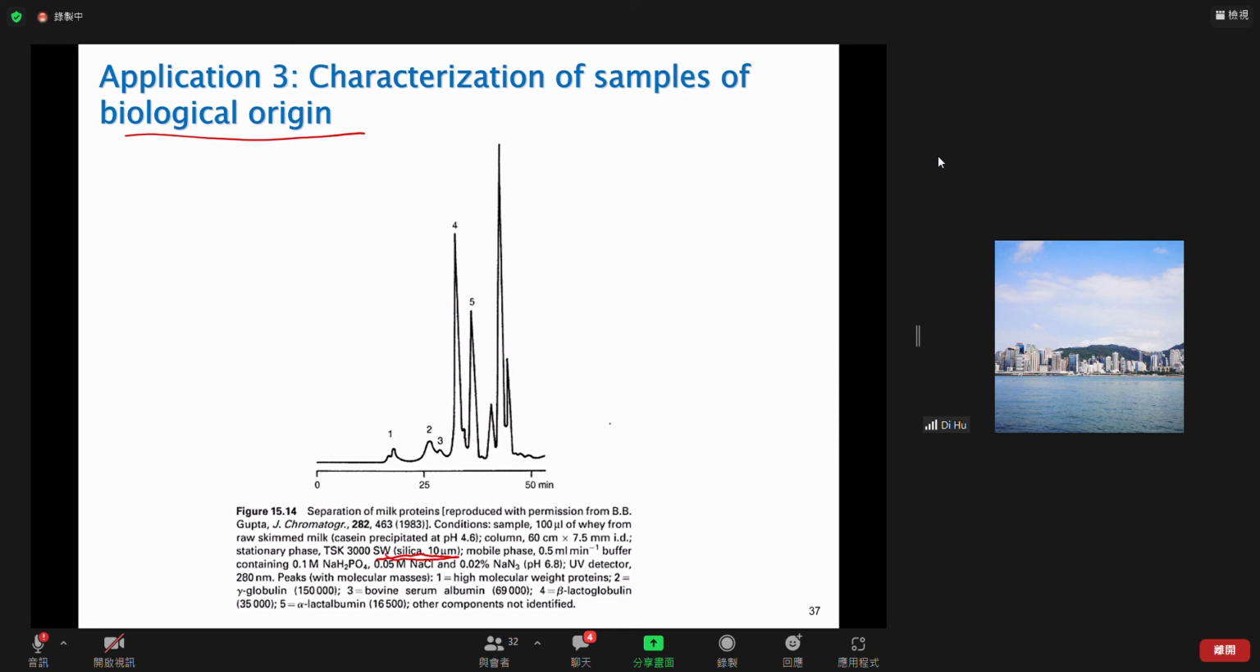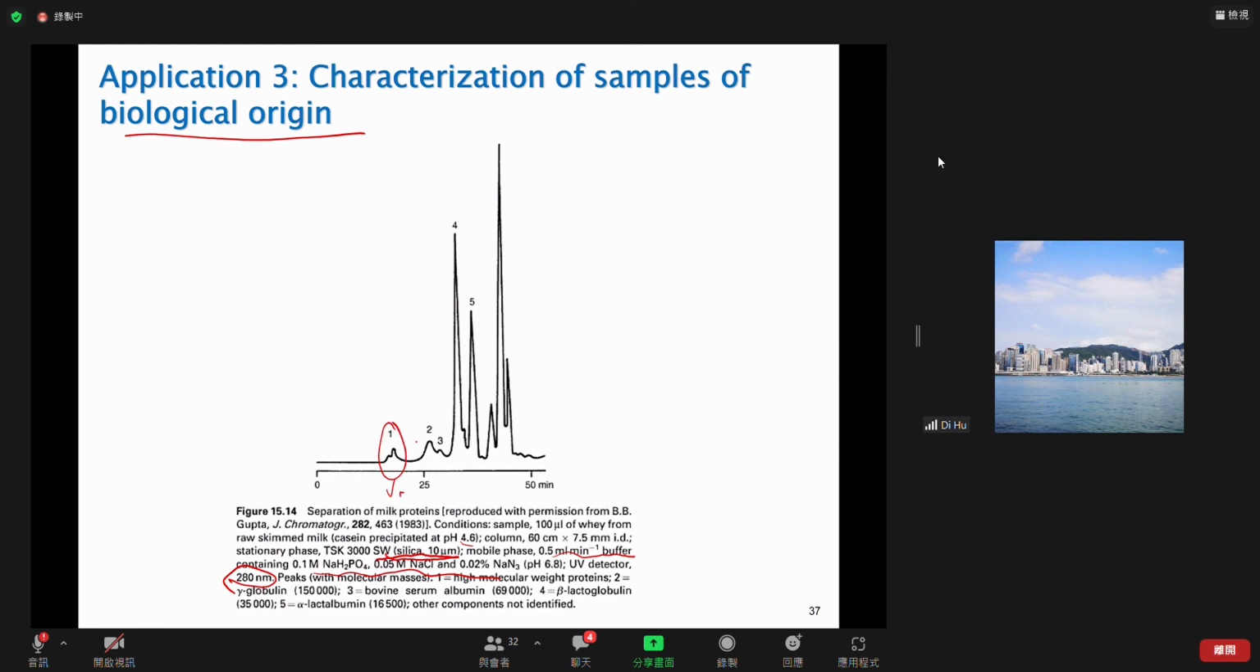You can see the pH is about 4.6. And the mobile phase, again, no wonder, is an aqueous buffer solution with phosphate, sodium chloride, and so on. Because it's a protein, to monitor those proteins I use 280 nanometer, because that's caused by amino acid absorption. By doing so, you can see the high molecular weight protein, which is probably totally excluded, B0.